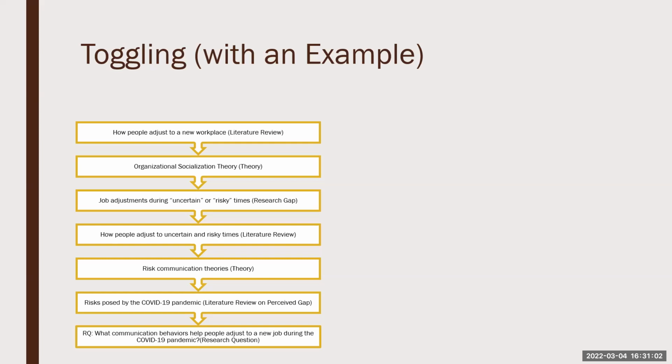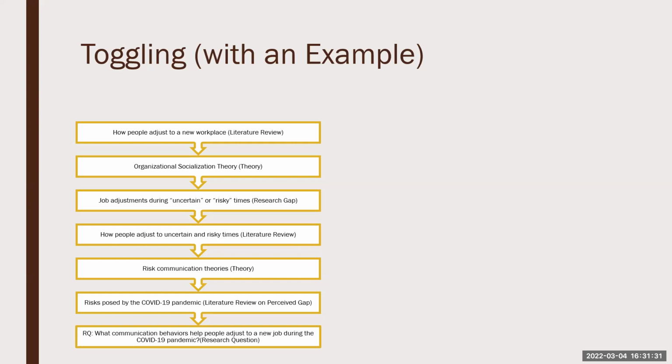And the research gap is that a lot of the organizational socialization theory work tends to look at job adjustments during certain times. And so there's far less research about job adjustments during uncertain or risky times. Now, as you realize this, a light bulb will probably go on in your brain. You'll say, you know what, this is really interesting. This is where I can make an important contribution to research.